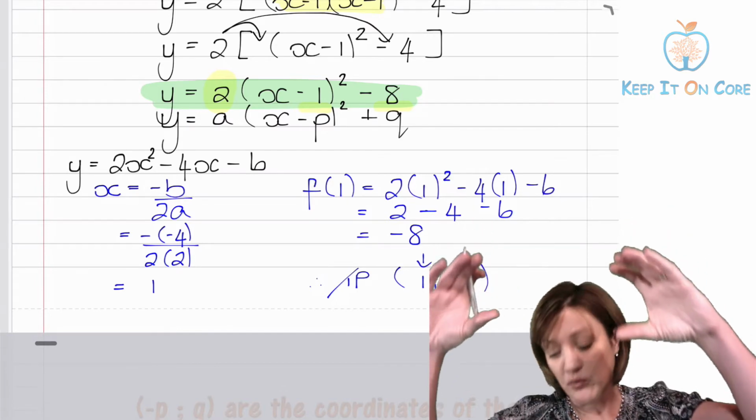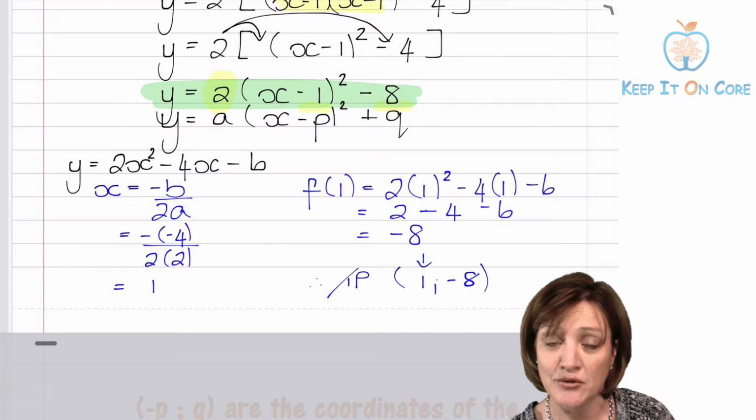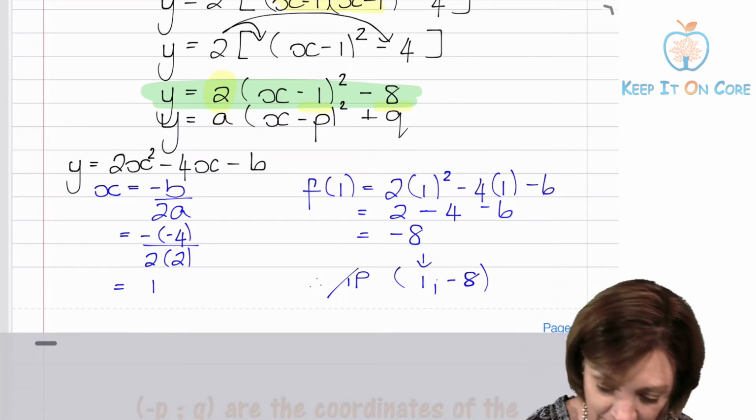And then the y coordinate of your turning point moved all the way down to negative 8. So it moved sideways and it moved down. And that's how we got to that new turning point. Now, let's have a look over here.